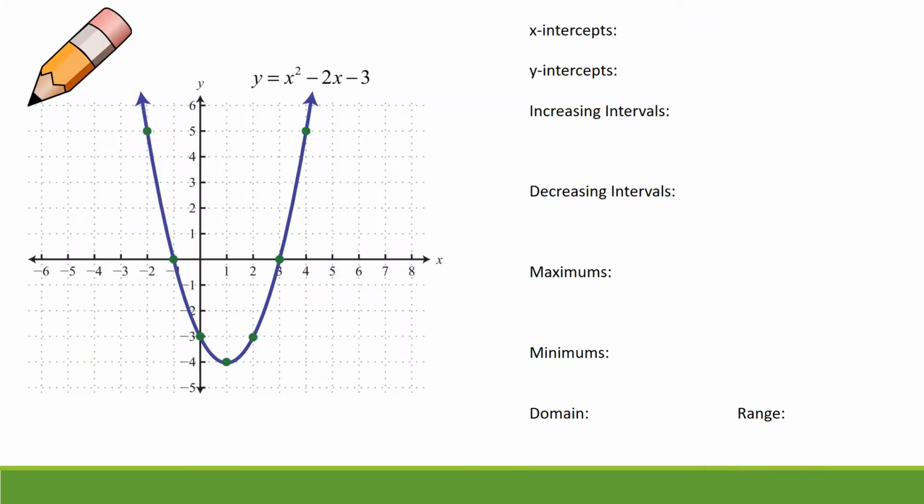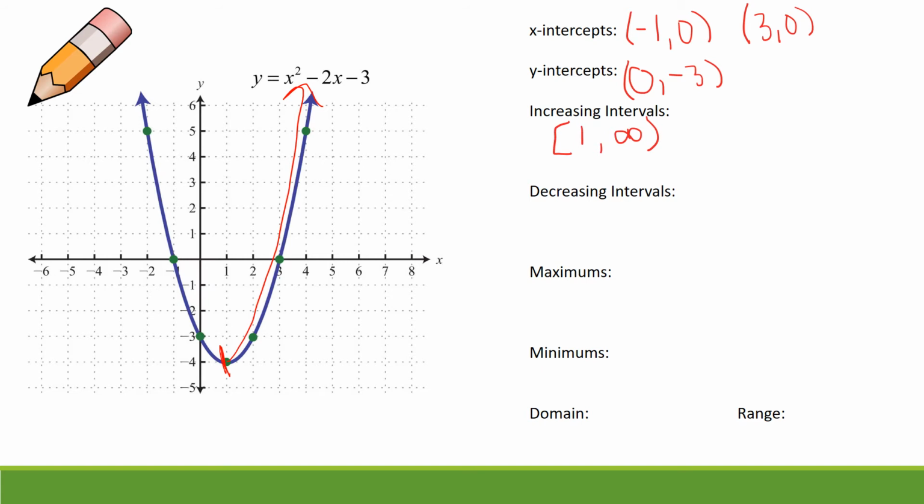Okay, example number 2. We have two x-intercepts, (-1, 0) and (3, 0). That's where they're crossing the x-axis. And it's crossing the y-axis at the point (0, -3). Okay, our intervals where we're increasing. So we're increasing from this point all the way to +∞. So that is bracket 1 to infinity. And then we're decreasing from left all the way down to that point, right? So my decreasing interval is going to be from -∞ to 1.